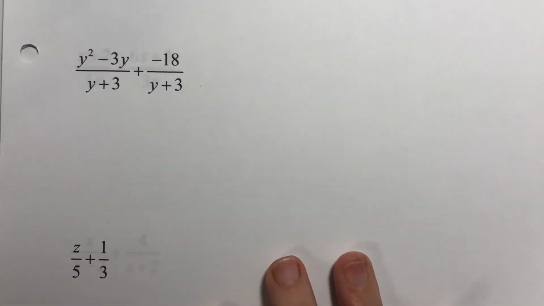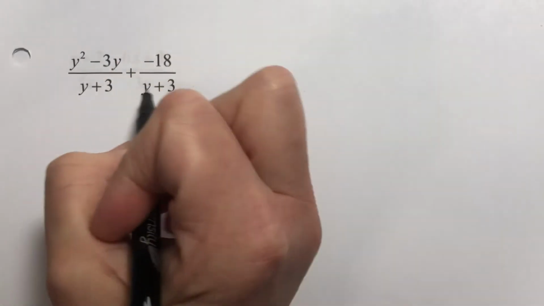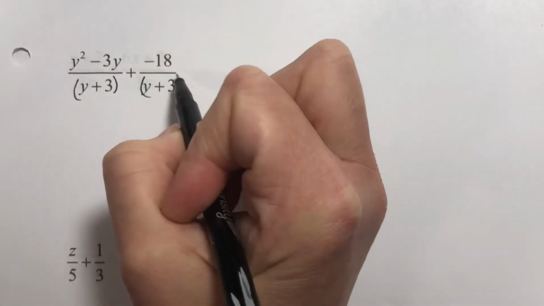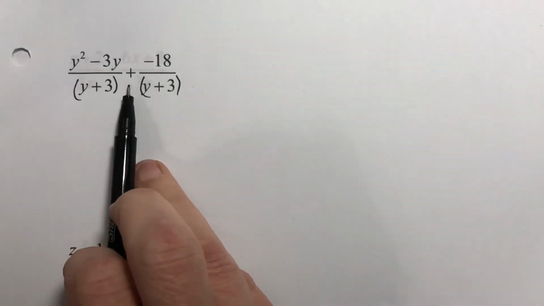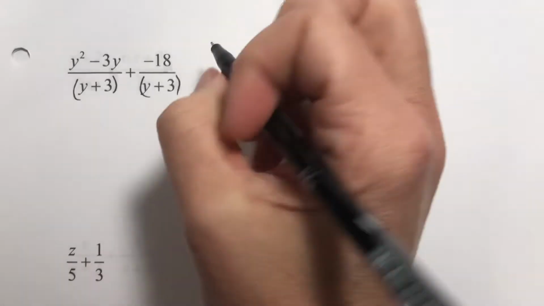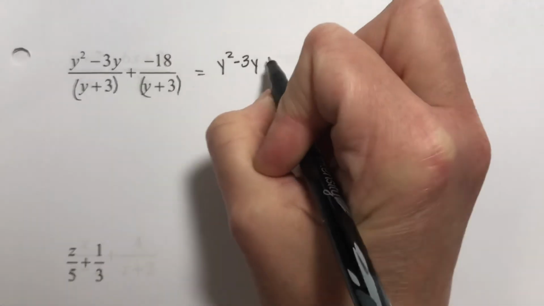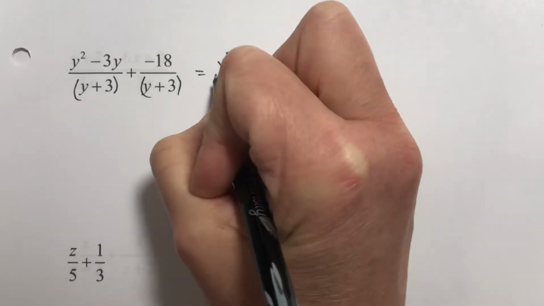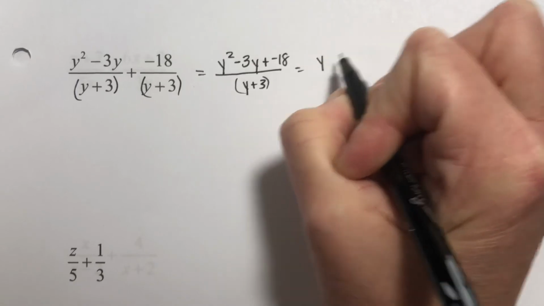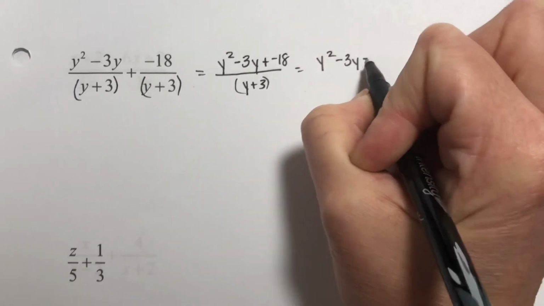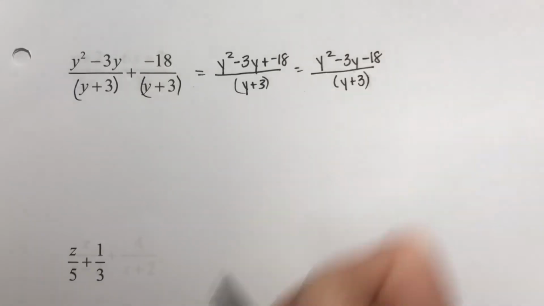Okay, one more, where we have the same denominator. y plus 3 is my denominator in both of them. So my denominator is going to stay that. Now I have an addition, so I'm going to add across the top, y squared minus 3y plus a -18 over y plus 3. And this, of course, is y squared minus 3y minus 18 over y plus 3. So we've done the addition.